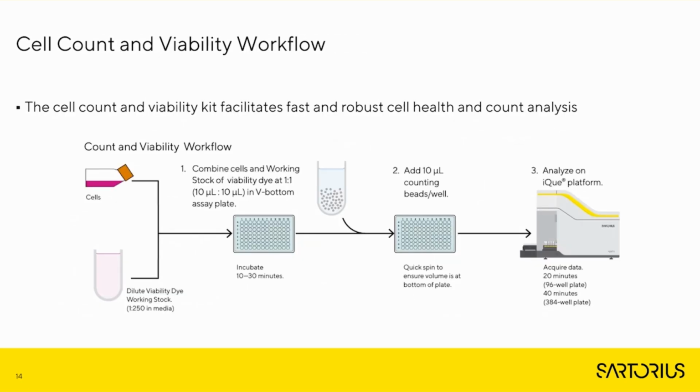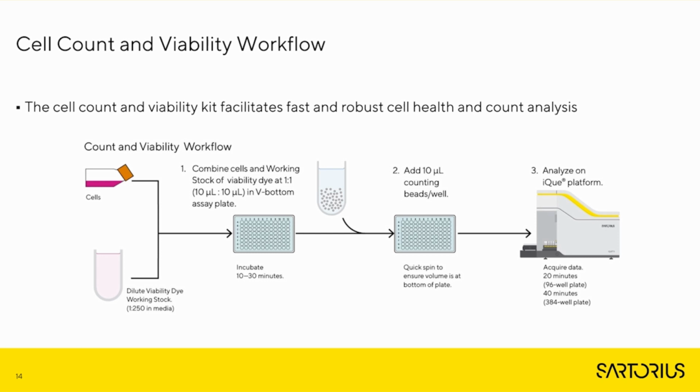So if we take a look at the cell count and viability workflow, the cell count and viability kit facilitates fast and robust cell health and count analysis. If we just have a little look at this workflow, it can give you an idea of the kinds of hands-on time you'll be looking at when you're working with this kit in the lab. What we have here at the start is your cells, and then you have to dilute the viability dye to a working stock. That's usually 1 in 250 in media.